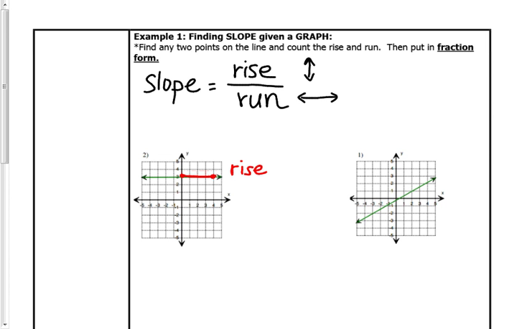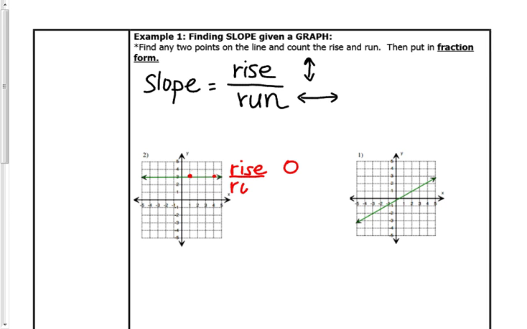I did not go up, because if I went up, the other point would be over here. I did not go down, because if I went down, we'd see it somewhere down here. So I didn't have a rise on this one. There was no rise. We didn't go up anywhere. So the rise would actually be 0.